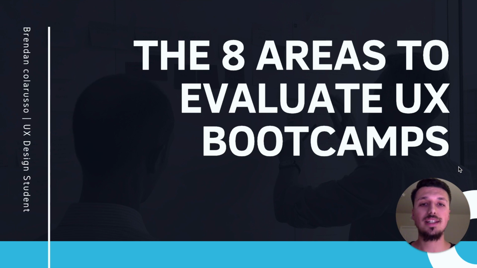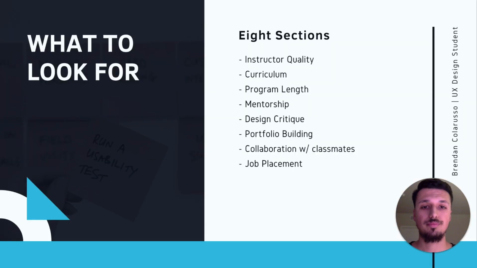And what I did is I created 2 different slides. The first slide is going to talk about what's important or why it's important. And the second slide is going to talk about how you find that information. So in this first slide, here are the 8 sections: instructor quality, curriculum, program length, mentorship, design critique, portfolio building, collaboration with classmates, and job placement.